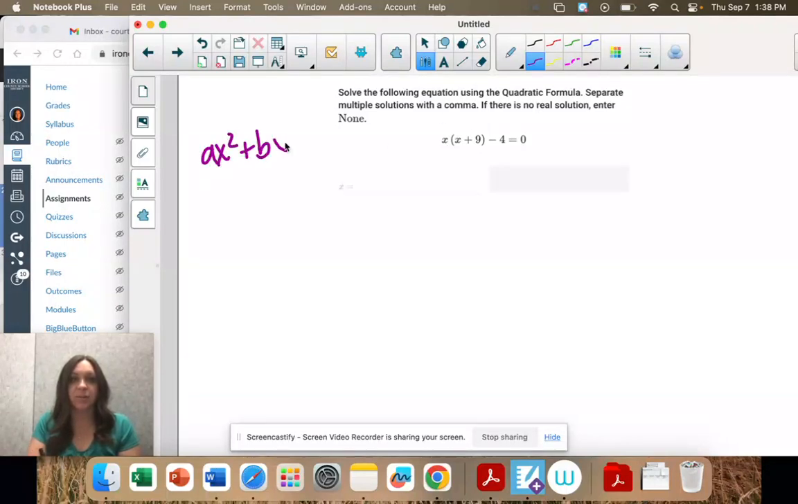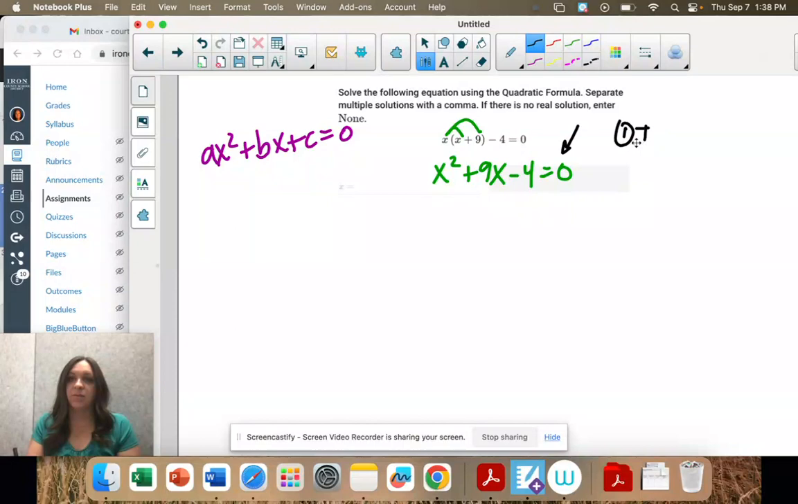Ax squared plus bx plus c equals 0. This is not in standard form, but we can get it in standard form. When we distribute the x, we get x squared plus 9x minus 4 equals 0. Ta-da! It's in standard form and it equals 0, so we're ready to go. So first step is identify A, B, and C.